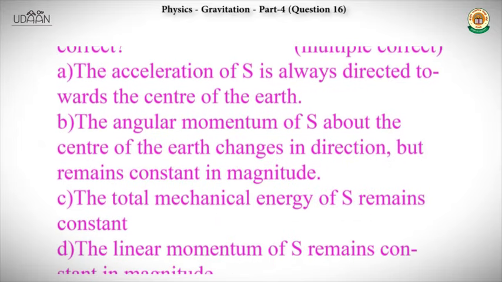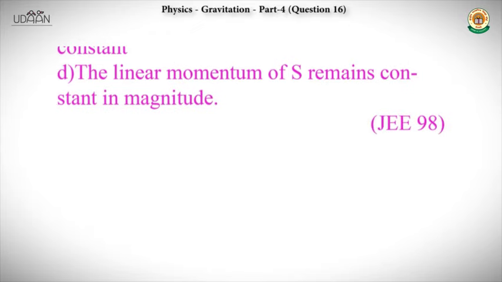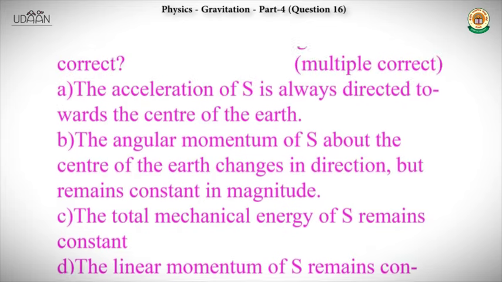Arnav? Okay, see, the first option is the acceleration of S is always directed towards the center of the Earth. So this is actually the correct option, because whenever there are spherical bodies, the net force is in the direction of the center. Let's take an example over here. This is an ellipse, this is the center, and this is the object with small mass m. So the net force is in this direction, therefore the acceleration vector will also be in this direction itself. So option A is correct. It will always be towards the center.